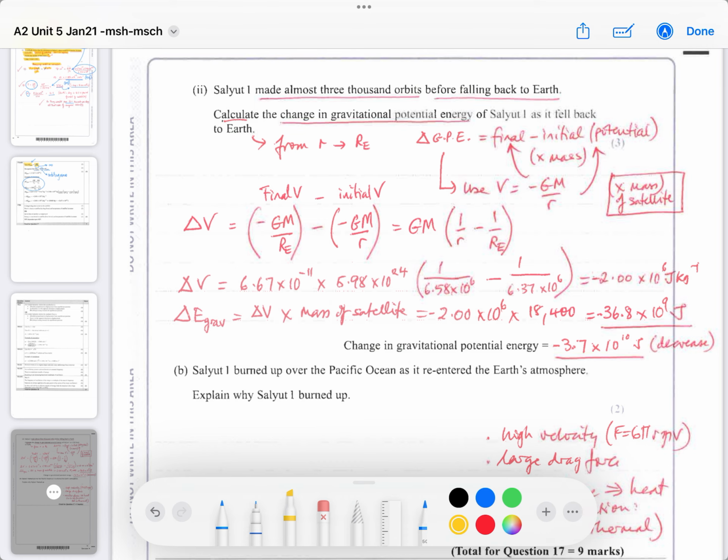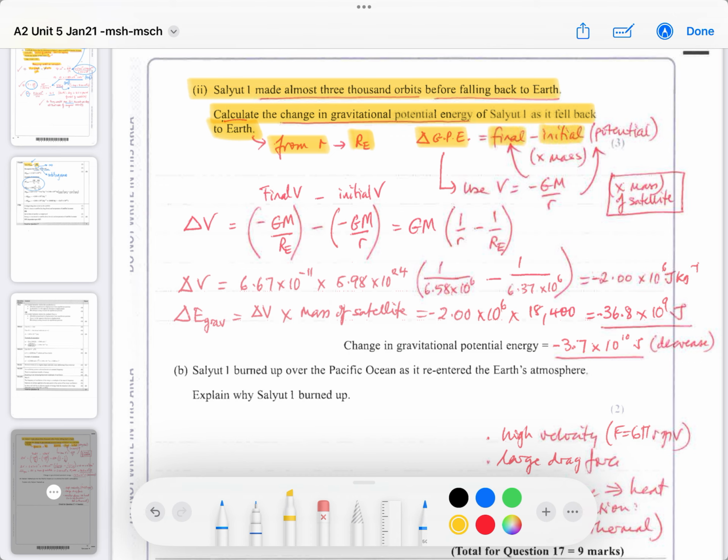Okay, so the last part of question 17 is this part 2. It says Salyut made 3,000 orbits before falling back to Earth. Calculate the change in gravitational potential energy of the satellite as it fell back to Earth. So that means it goes from its orbit 211 kilometers above the surface to the surface of the Earth. Well, that's what we're assuming. So the change in potential energy is always the final potential energy minus the initial potential energy.